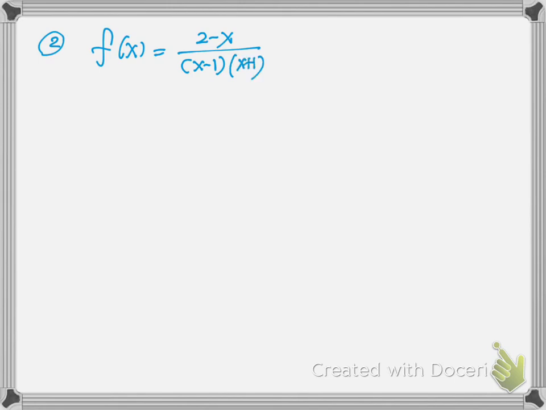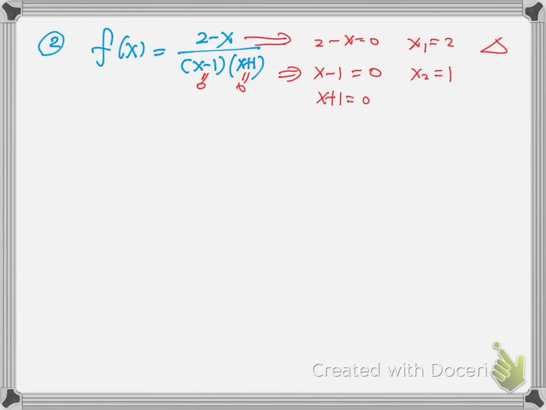For this one, it's already factored, right? So we need the zeros of the top and the zeros of the bottom to cut the x-axis. So 0 up top, 2 minus x is 0, then we got x1 is 2. So this will be a triangle, right? And then these two in the denominator: this is equal to 0, this is equal to 0. So x minus 1 is 0, we got x2 is 1. x plus 1 is 0, we got x3 is negative 1.